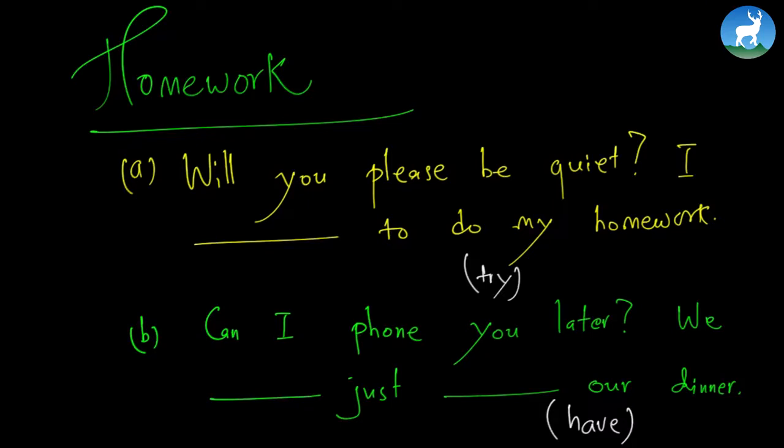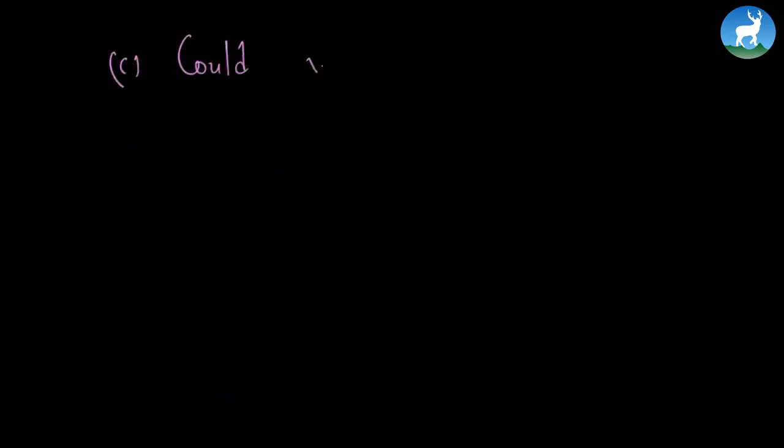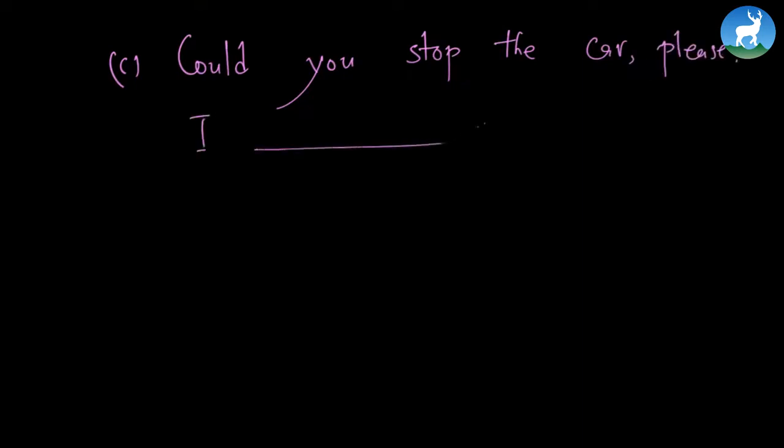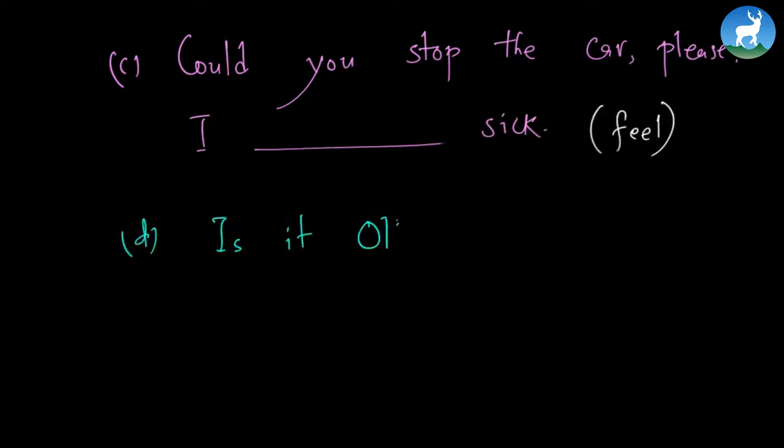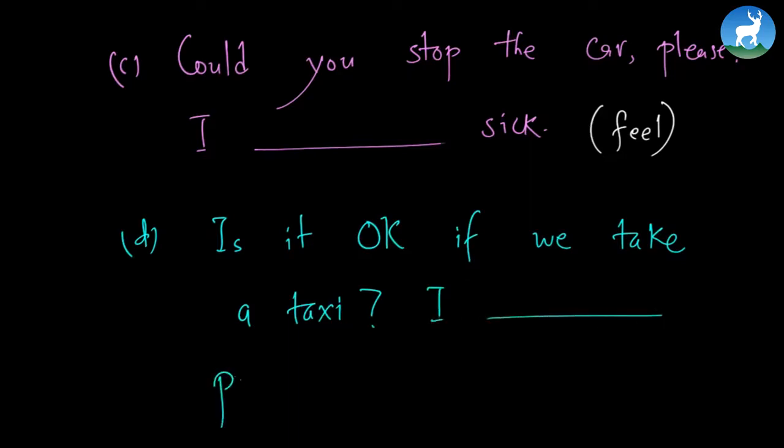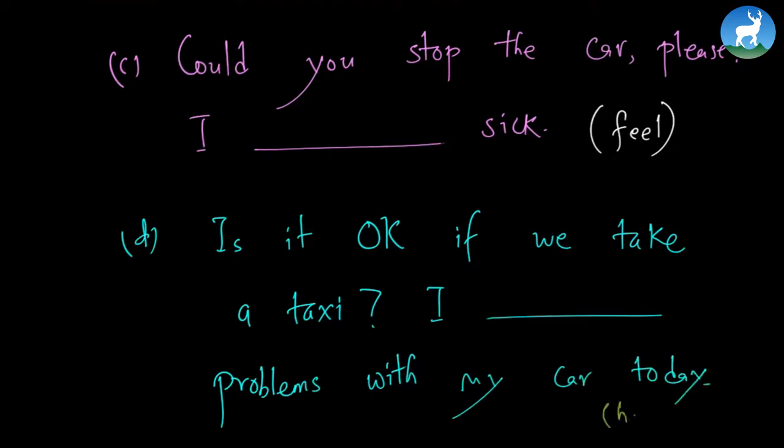Two more questions for your homework. Number C. Could you stop the car, please? I blank space sick. And the tense verb here is feel. Okay, the last question probably. Is it okay if we take a taxi? I blank space problems with my car today. And the tense verb here is has. Alright, so these are the questions. Four questions. All you need to do is fill these blanks with simple present tense verbs.